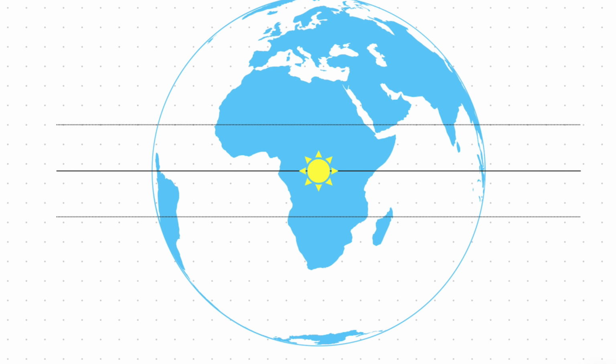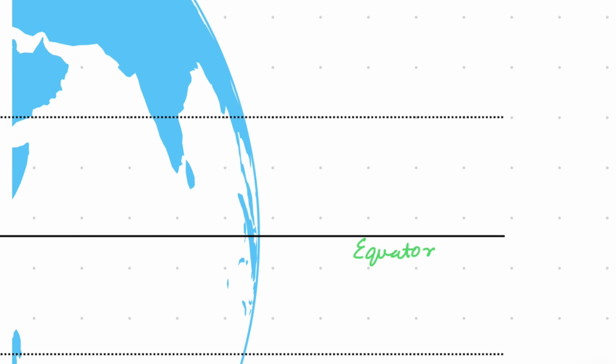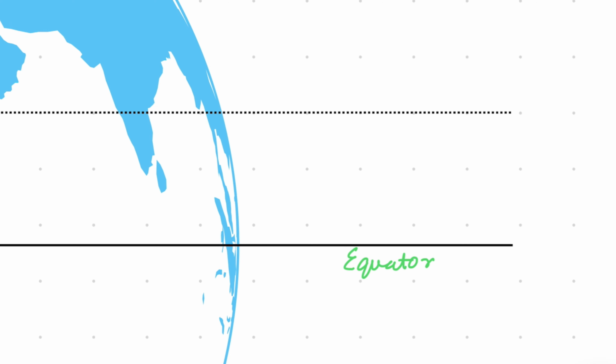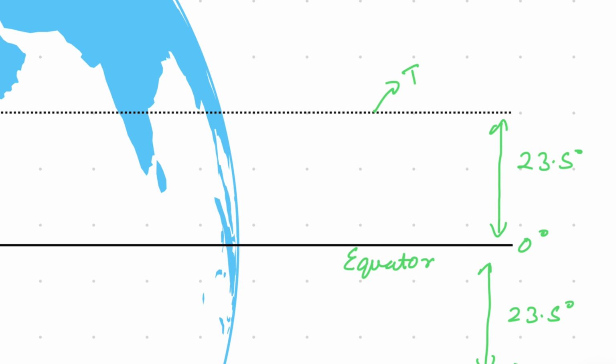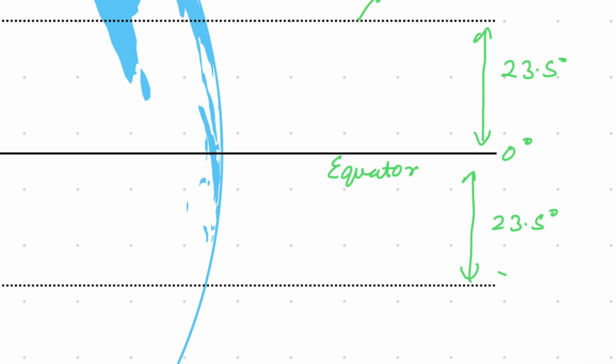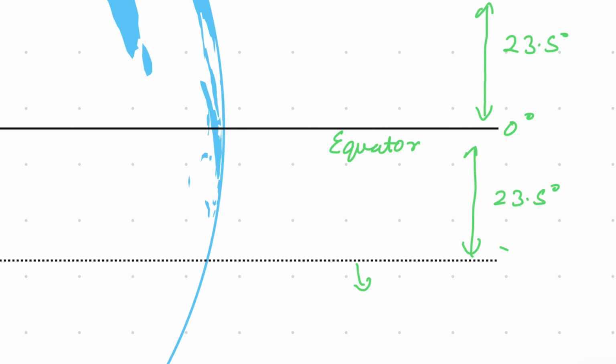So this is our Earth, and this solid black line is our equator, and these dotted lines are Tropic of Cancer and Tropic of Capricorn, and these both lines are 23.5 degrees apart from the equator. Equator is at 0 degree, and these lines are 23.5 degrees apart. This is our Tropic of Cancer, and this dotted line is our Tropic of Capricorn.